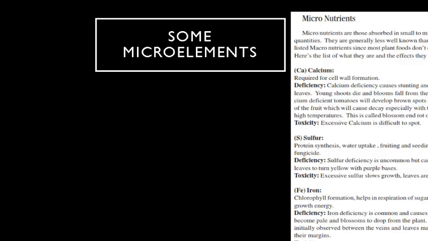That is the calcium, sulfur, iron. Okay, so what is the role of calcium? Calcium required for cellular formation. And what if there is a calcium deficiency? Calcium deficiency causes stunting and crinkling of leaves, and young shoot die.